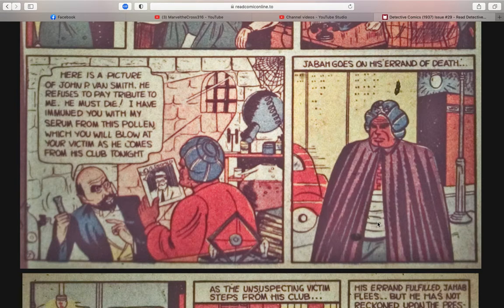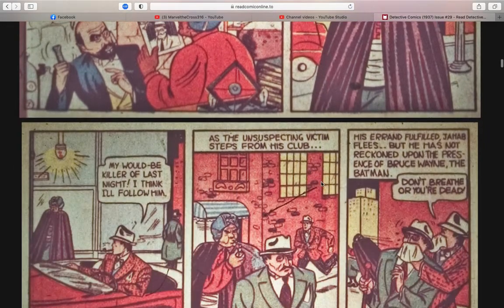So we see here that he's going to send Jabba here to then go after this John B. Van Smith character, and he wants him to use this death by pollen serum that he had developed, and he wants to blow it in the face of or on the back or something of this John Smith. So that's what we see Jabba going to do.